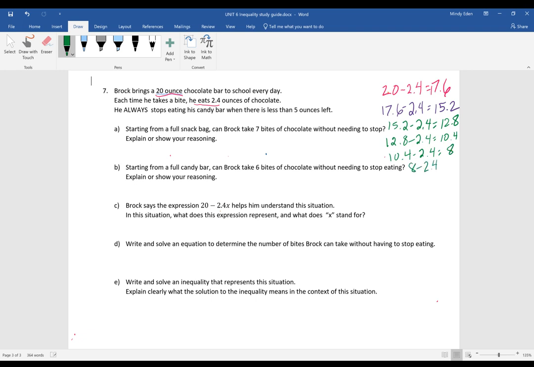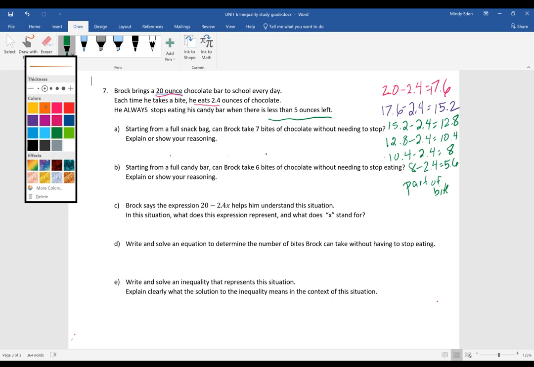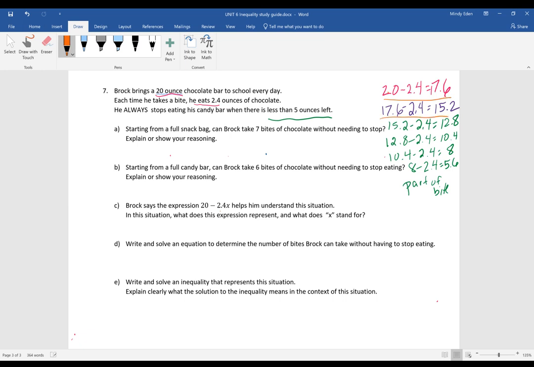8 minus 2.4 is 5.6. And so he's got 5.6 ounces of chocolate left, and he stops when there's less than 5. So he does have enough left to take another bite, but can he take another full bite? So not a full bite, but I'm going to say part of a bite, okay, to get down to 5. So let's count. So he's taken 1 bite, 2 bites, 3 bites, 4, 5, 6 bites, and a little bit more. So could he take 7 full bites?